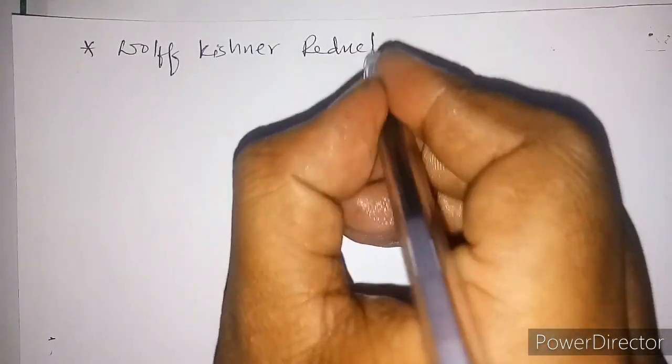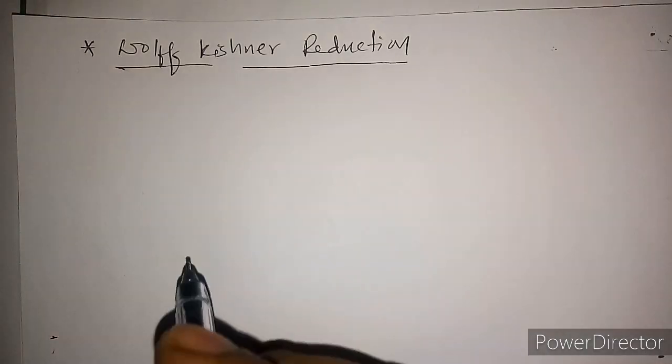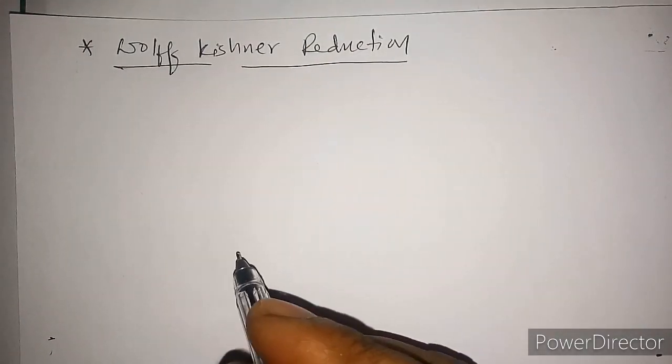Okay, we will discuss some named reactions, that is reduction reactions. There are some named reactions present in the reduction reactions. The first one is actually the Wolff-Kishner reduction. So, the named reactions in the reduction reactions.